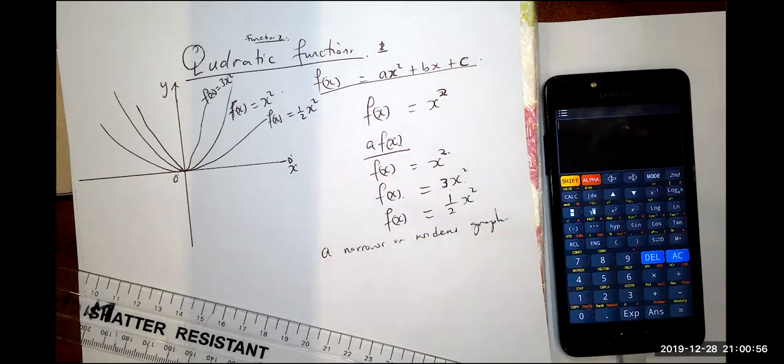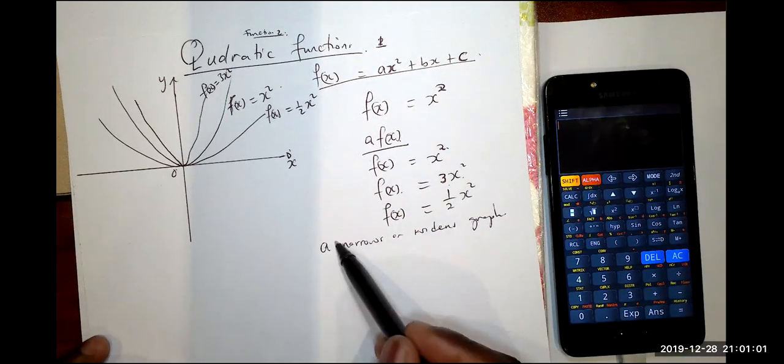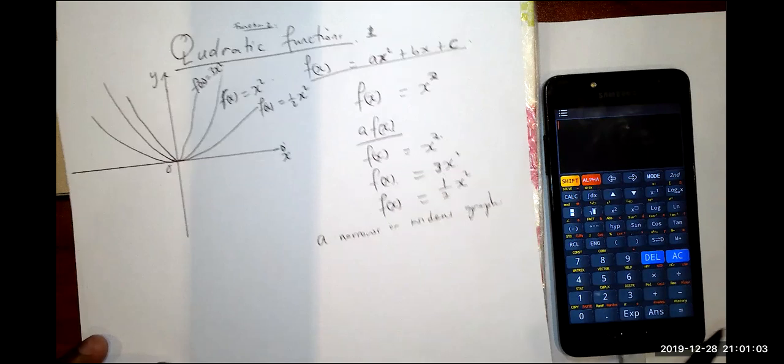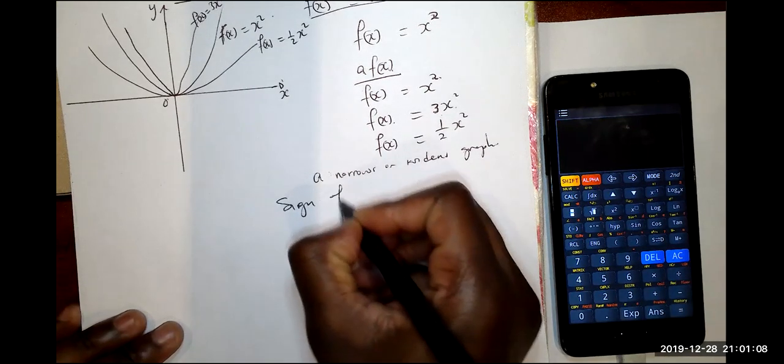It widens. Now, the other effect there is the sign of a.